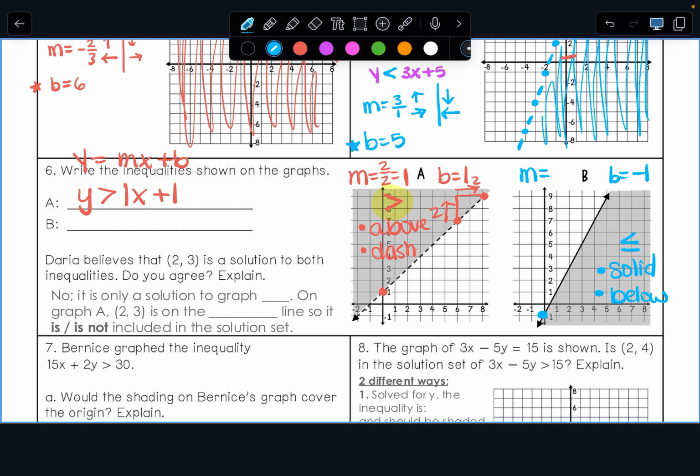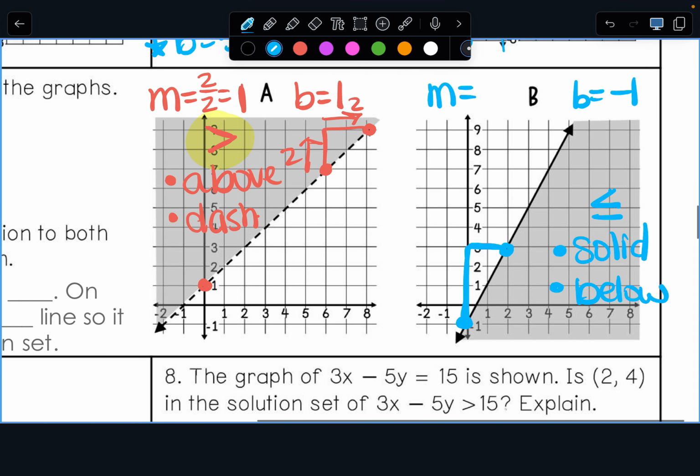Give me another point that we can use for the slope. I'm kind of iffy on 1, 1. Let's use 2, 3. All right, what's the rise? 4. And the run? 2.